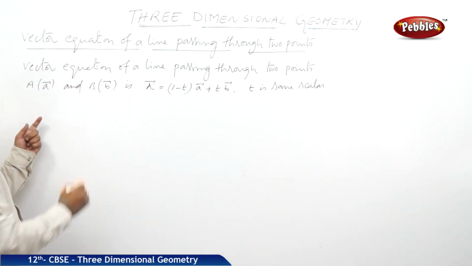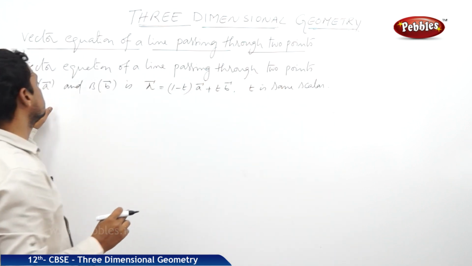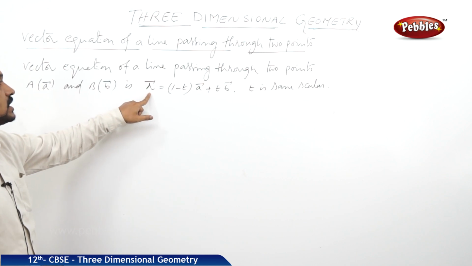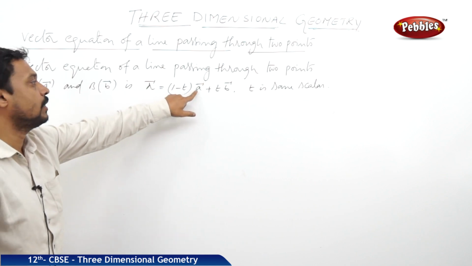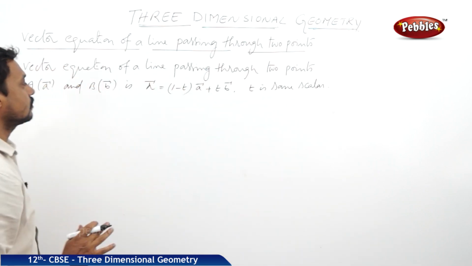Now, the vector equation of a line passing through 2 points A and B, whose position vectors are A bar and B bar, is R bar is equal to (1 minus T) into A bar plus T into B bar, where T is some scalar.